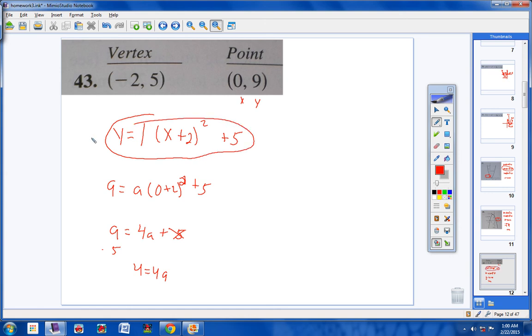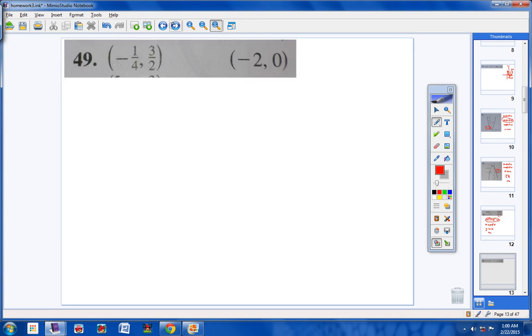Okay, there we go. One more problem. Number 49. So, we know this is the vertex right here, and this is the other pair. So for the vertex, I'm going to put y equals a, and then x plus 1/4. You've got to change the sign of the negative 1/4 here and make it a positive 1/4, and don't forget to square it, okay?